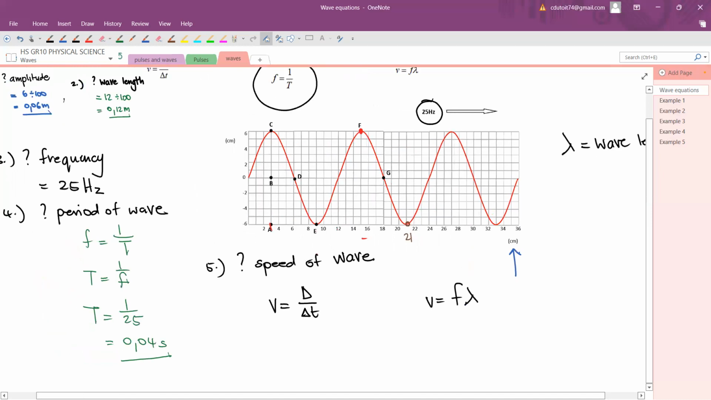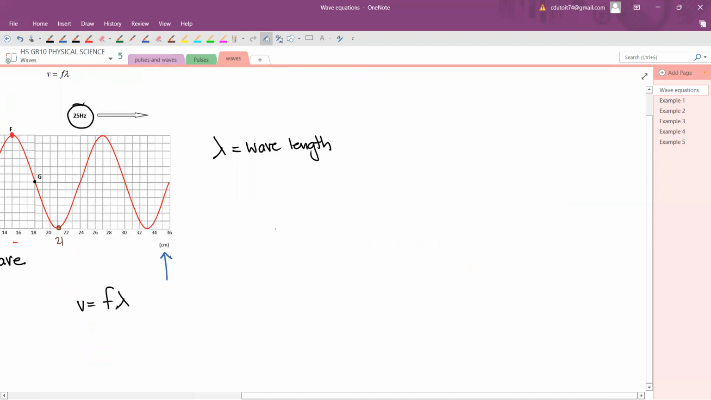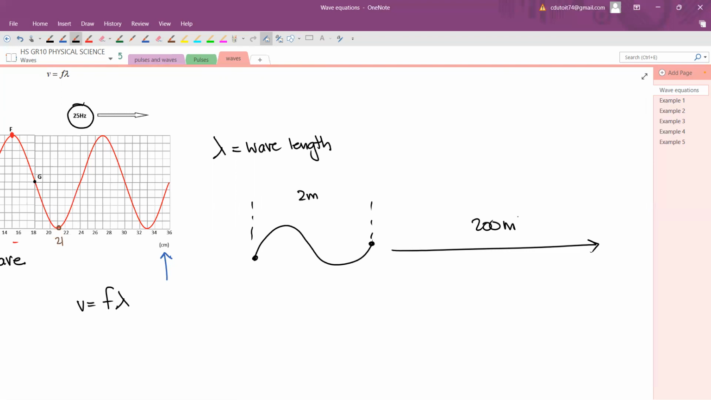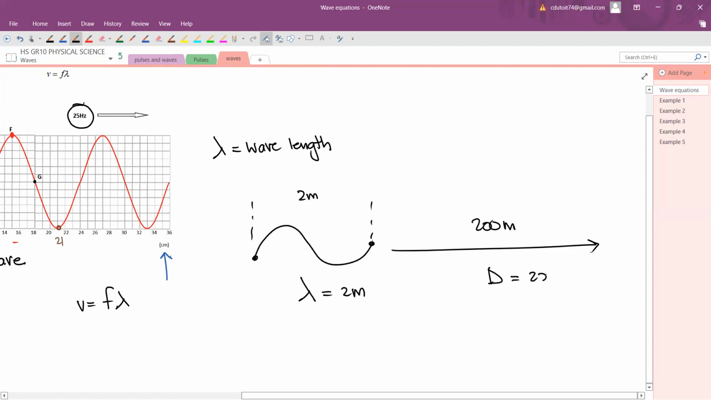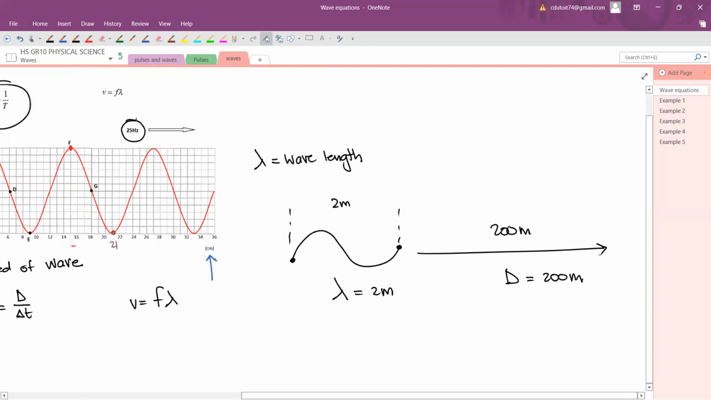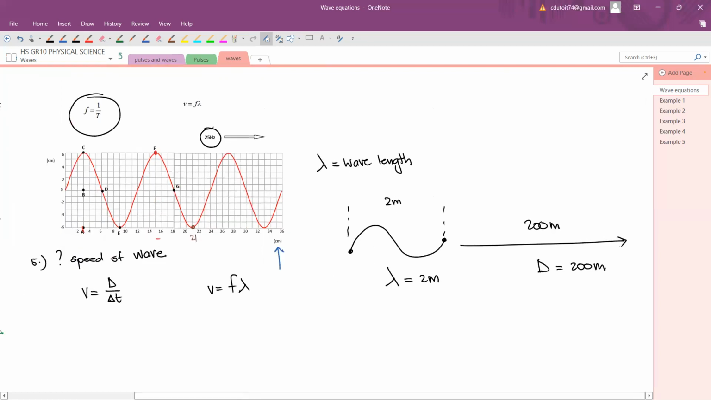Okay, now look at this. I'm going to make a little drawing here. Here is one wave. Let's say that's one wave. If this distance from that point to that point is 2 meters, and this wave travels 200 meters from your house all the way to the other side of the road, then the wavelength is 2 meters, because that's the length of the wave. But the distance the wave travels is 200 meters. So which one of those two values do we have from the drawing? Do we have the distance it traveled, or do we have the wavelength?